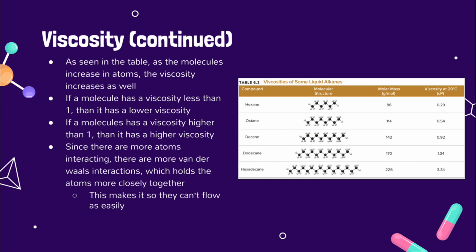If a molecule has a viscosity less than 1, then it has a lower viscosity. If a molecule has a viscosity higher than 1, then it has a higher viscosity. Since there are more atoms interacting, there are more van der Waals interactions, which holds the atoms more closely together. This makes it so they can't flow as easily.